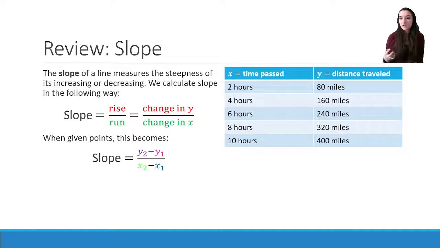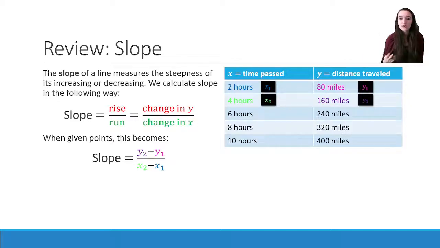Similarly, we can calculate slope using 2 points if we don't have a picture to work from. So the slope equation, which you will definitely need to know, is y2 minus y1 over x2 minus x1, where x2, y2 is a point and x1, y1 is another point. So here, from this table, I have picked 2 points. It doesn't matter which 2 I pick. It doesn't matter which is 1 and which is 2. I just happen to go in order.